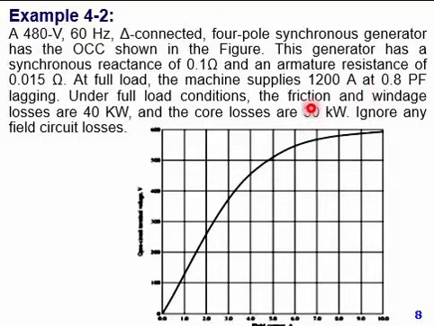This generator has a synchronous reactance of 0.1 ohm and an armature resistance of 0.015 ohm. At full load, the machine supplies 1200 ampere at 0.8 power factor lagging. Under full load conditions, the friction and windage losses are 40 kW and the core losses are 30 kW. Ignore any field circuit losses.